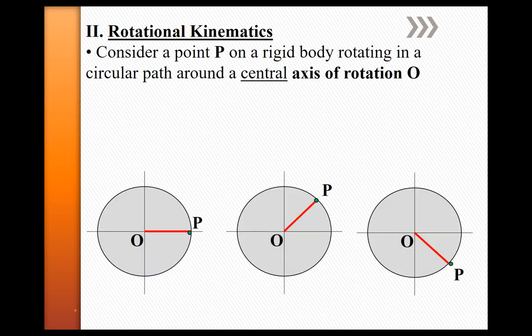Okay, so here's what we're going to start off with. So we have a rigid body. It's a circular rigid body, so it could be like a disc. And we're going to focus on point P on that rigid body.